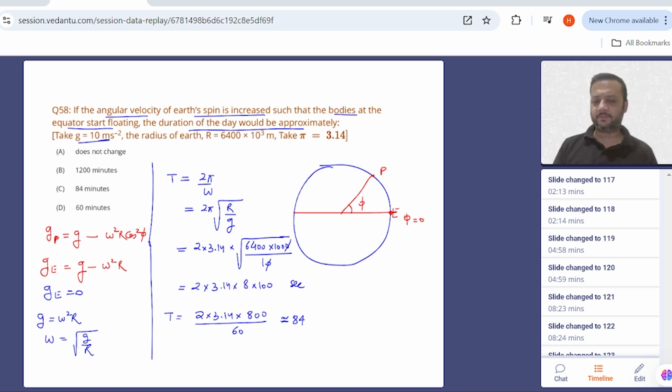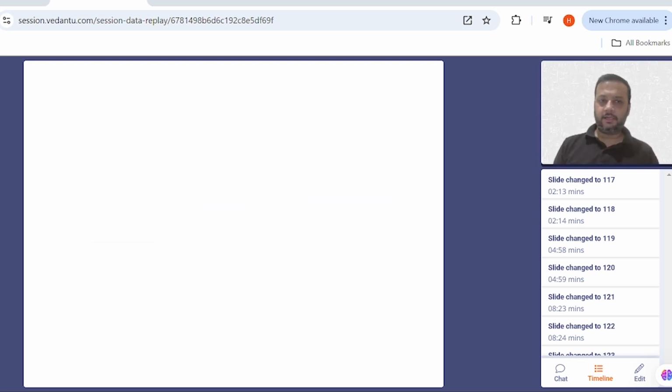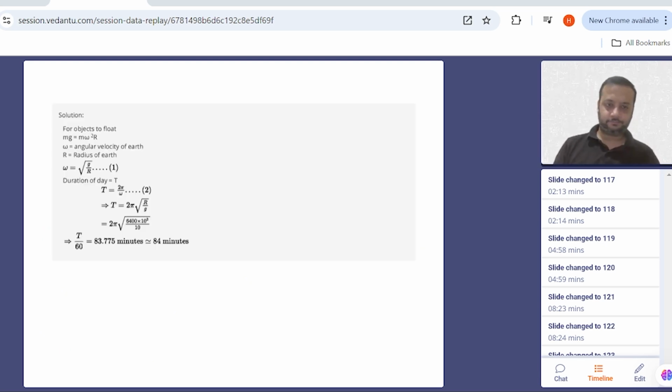It's a very famous expression and very famous question actually. So you can see that this will come out to be 84 minutes. I will recommend all of you to remember this value because this is a very famous question. If you dig a tunnel in the Earth like this, and if you release a particle at the point P, then it will perform simple harmonic motion up down, and the time period of the oscillation again comes out to be the same value. So let us move to the next question.